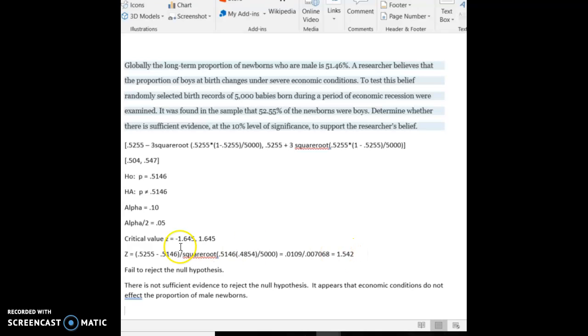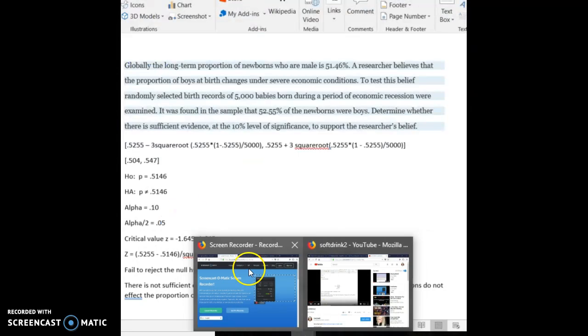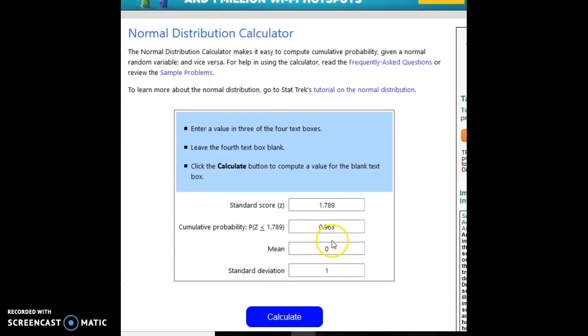Now let's realize that this is a two-tailed test. 1.542 is on the right of the mean, and we're going to be looking at the right tail here. So what we're going to look up on our table is going to give us the area to the left, or the probability to the left of 1.542. Let's take that 1.542 into our normal distribution calculator. I'm going to take this out from our previous example, and I'll hit calculate, and it tells us 0.938.